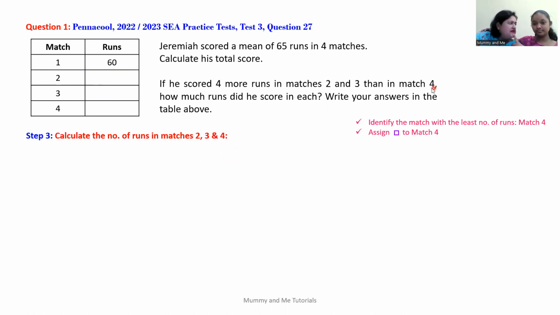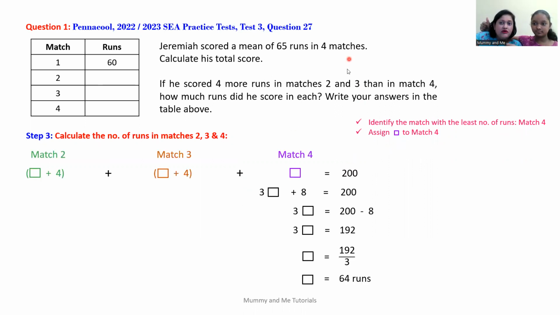has the least number of runs, because they said in match 2, Jeremiah scored 4 more runs, and 4 more runs in match 3. Right, so he has the least number of runs in match 4. So we want to assign a box to match 4. So what do we do next? So we know match 4 equals to box.